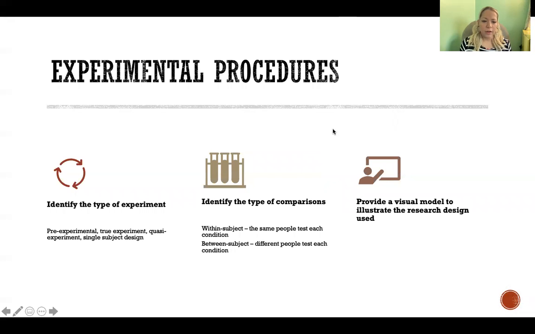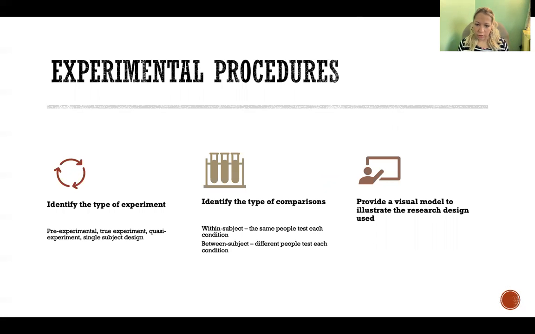So we need to identify the type of experimental design that you plan to use: pre-experimental, true experiment, quasi-experiment, single subject design. Identify what kind of comparisons you intend to make between groups.